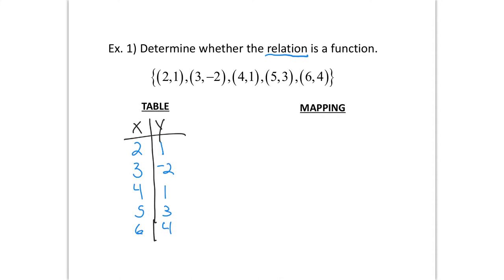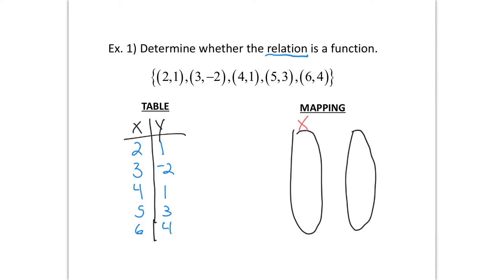So for mapping, I'm going to do my two bubbles. I have one bubble here, and these are going to be my x values. My second bubble here, and these are going to be my y values. So let's go ahead and put the x's. I'm going to check that the x's are not repeating. Remember, in a mapping, if it's repeating, you just write it down once. So they're not repeating: 2, 3, 4, 5, and 6.